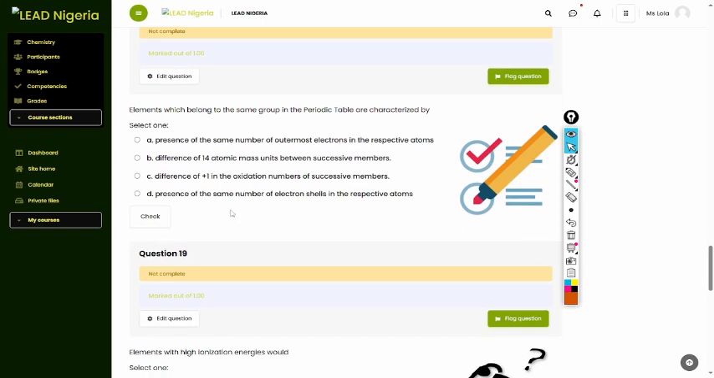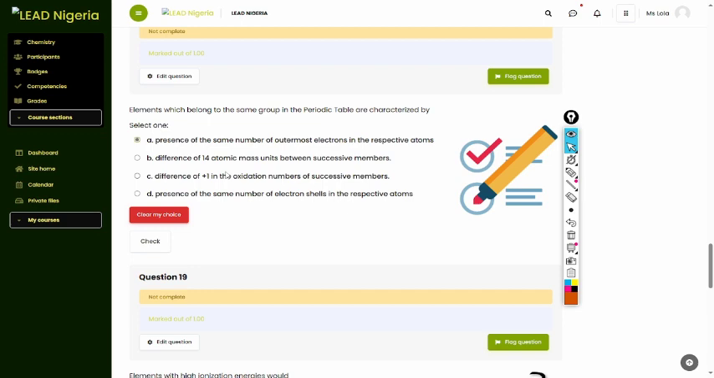So elements which belong to the same group in the periodic table are characterized by, okay, so this is the same question. It means they are characterized by the presence of the same number of outermost electrons in their respective atoms, which means they have the same valence electrons.